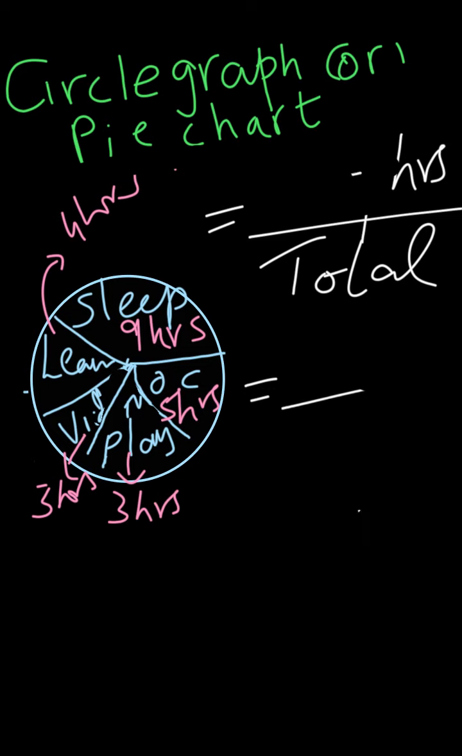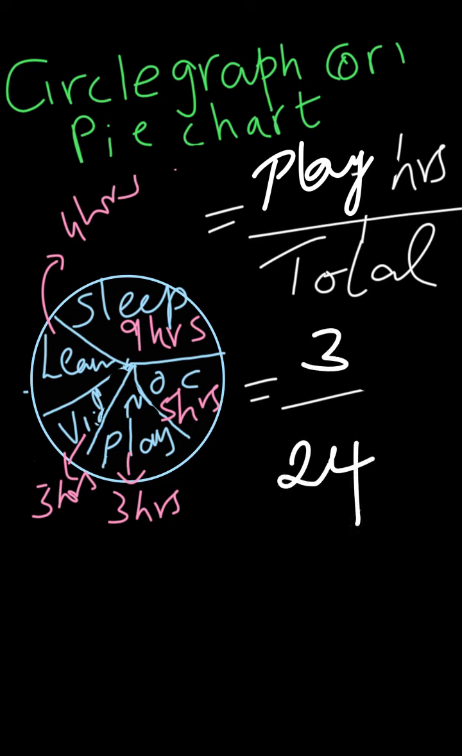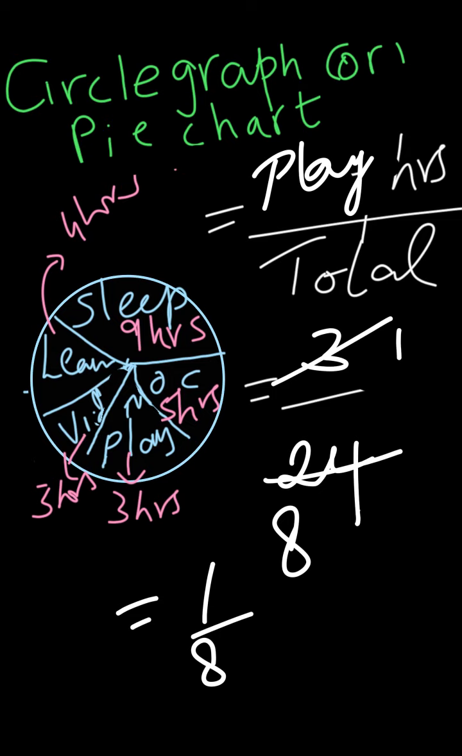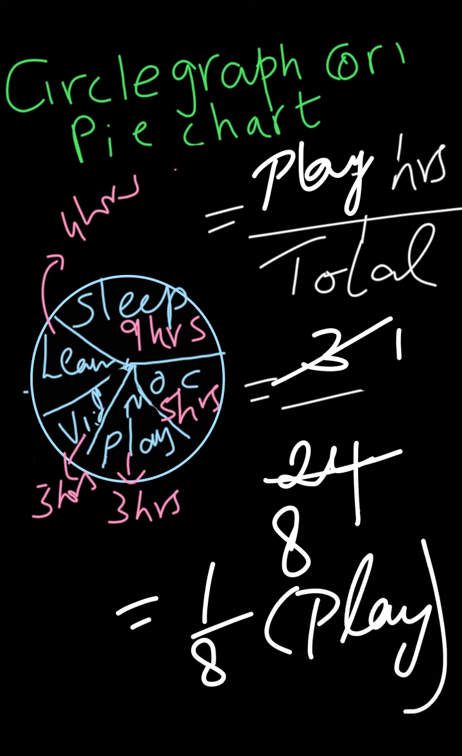So let's just make it like that only. So how many hours are we going to see for play now? Play time. So play is 3 and 3 by 24. You can just cancel it, right? Yes. So 3 ones are 3, 3 eights are 24. So 1 by 8 of the day we are going to play. That was understood.